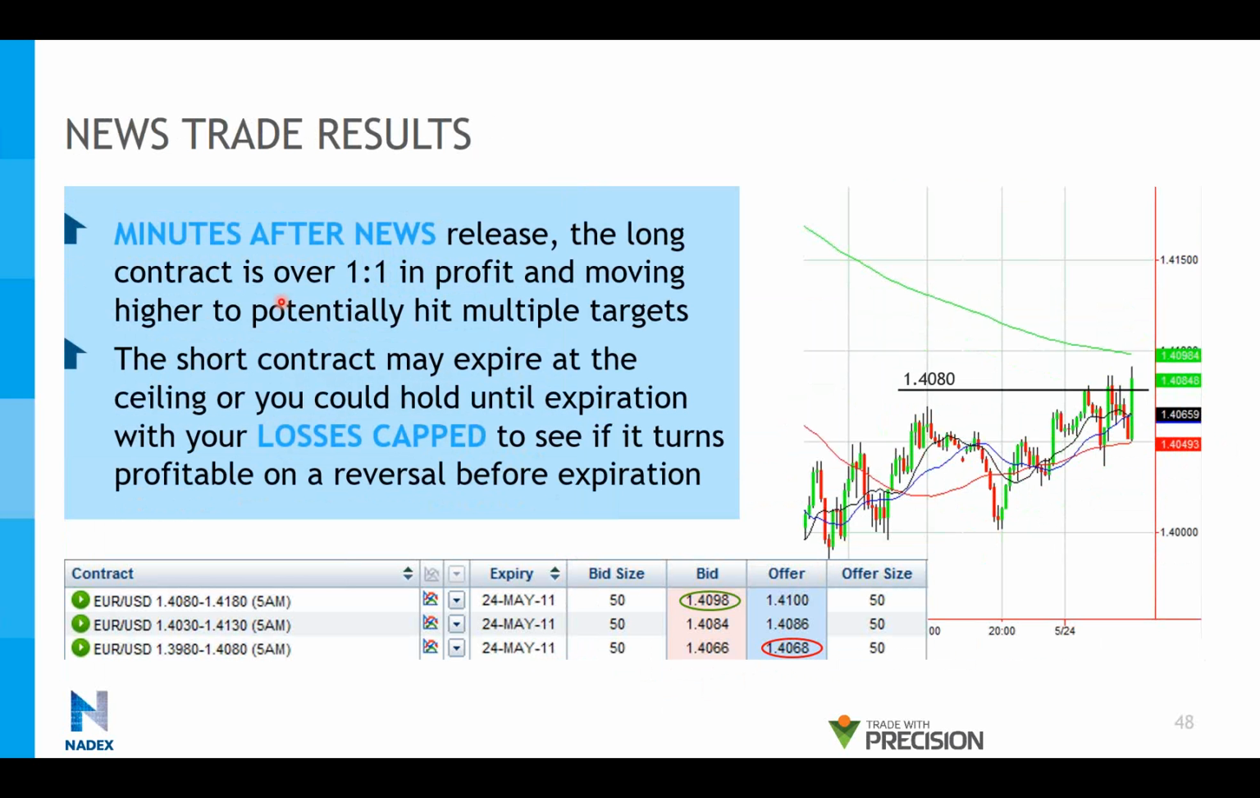Once price starts to move, minutes after the news release, the long contract, prices start to push higher. It's now in the money and it's already hitting my one-to-one profit target. It has the potential to move higher. The short contract may expire at the ceiling, or you could hold until expiration with your losses capped to see if it turns profitable on a reversal before expiration. What you could do, price starts to push higher, you take your profits there, close that position, but you don't have to close that one. You can easily wait and see, maybe the market is coming back and gives you the opportunity to take profits on the other leg as well.